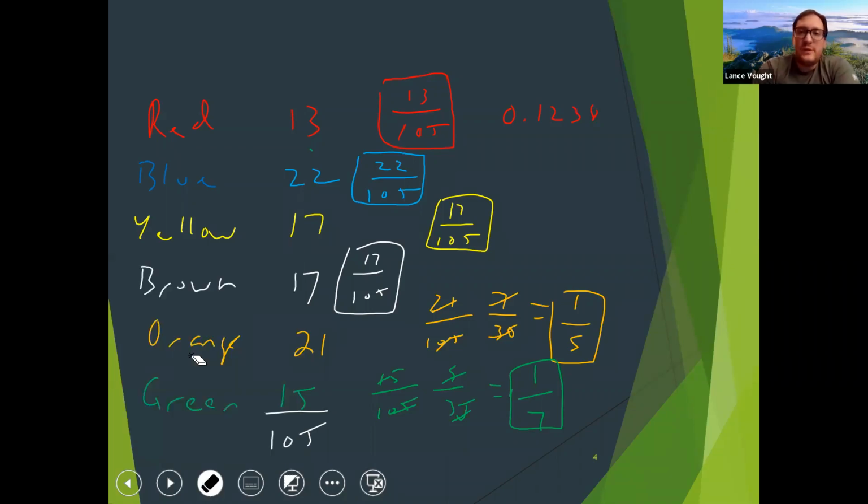If I wanted to round this to the nearest hundredth, what would I put? Would I put 0.12? Would I put 0.13? How would you round this to the nearest hundredth? Remember, hundredths are these two right here.